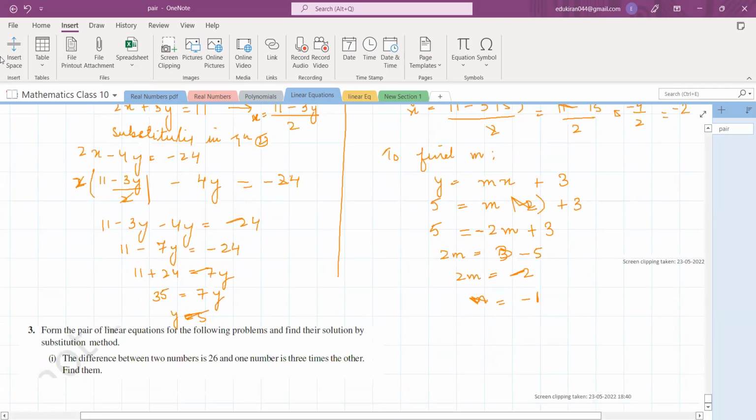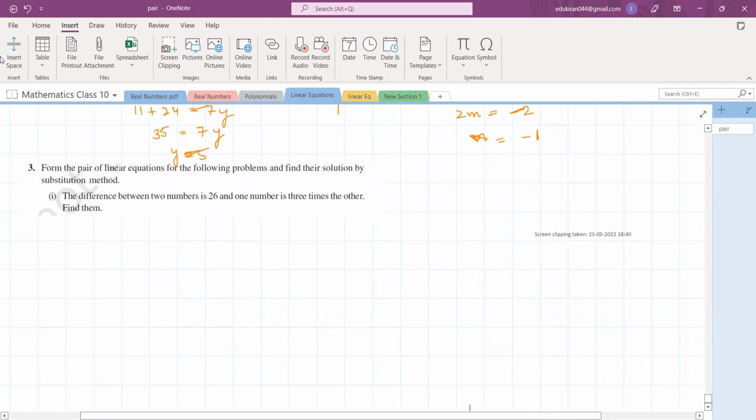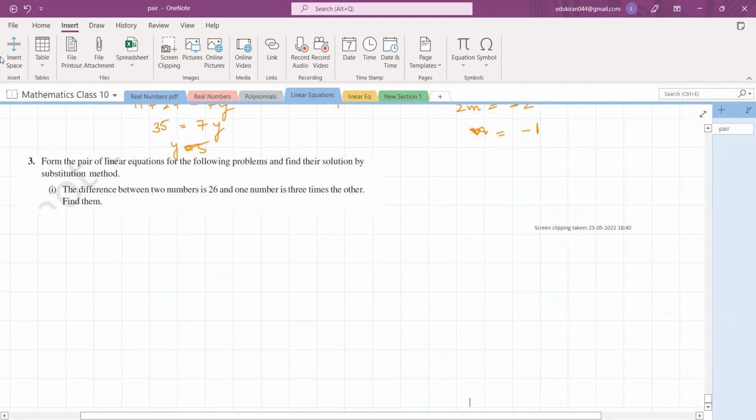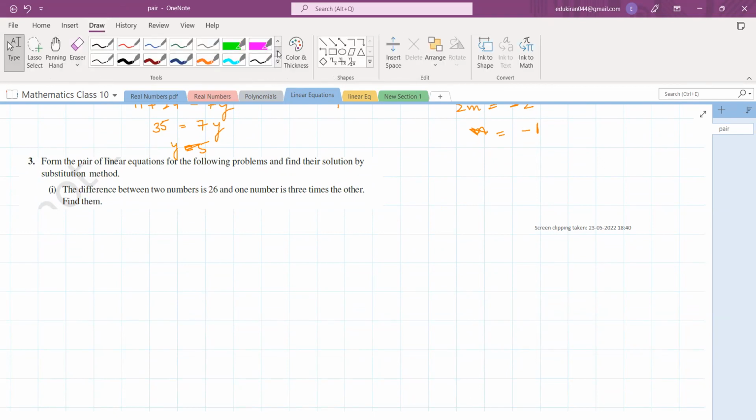Question number 3. Now it says, form the pair of linear equation for the following problems and find the solution by substitution method. See, it's clearly written by substitution method. So in the exam also, when it is clearly mentioned, then you have to use substitution method only. Don't use any other method, right? Okay. So first of all, it's a word problem. So you have to formulate your linear equations in two variables.